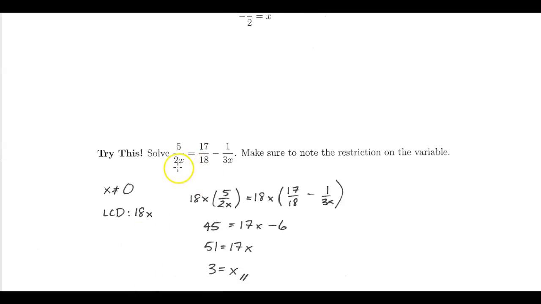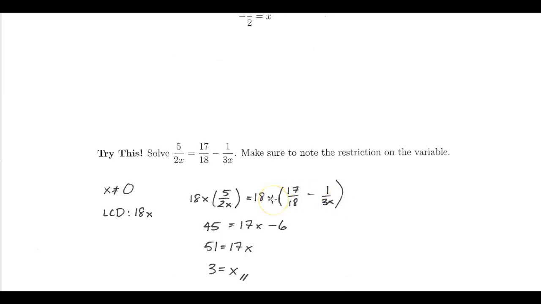So here I had a 2x and 18 and a 3x. Both 2 and 3 go into 18, so I chose 18x as my LCD. So I'm going to multiply both sides of the equation by 18x. 2x goes into 18x 9 times. 9 times 5 is 45. On the right-hand side, when I take 18x times 17 over 18, the 18's cancel and I get 17x.